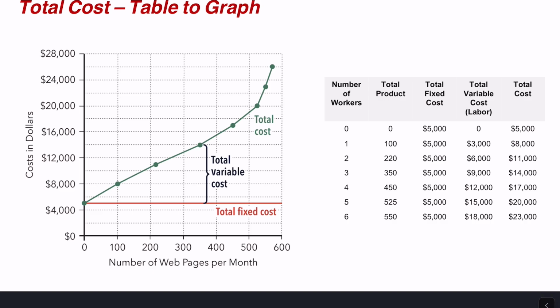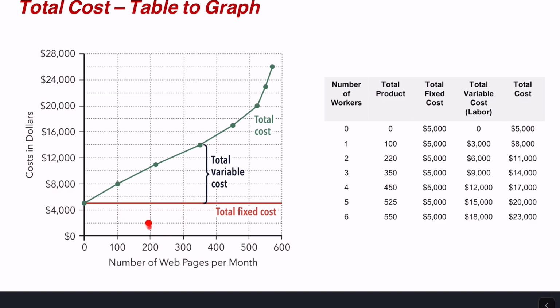So on this graph, right, we have our fixed cost. It's always at $5,000, no matter how many web pages we produce in a month. And then we add in our variable cost. So that's going to be the vertical distance between total cost and our total fixed. Right? And then now we can graph our total cost. So notice that the slope of the total cost curve is exactly the same as the variable cost curve. It's just shifted up. I should say total cost is variable cost, just shifted up by the amount of this total fixed cost here.